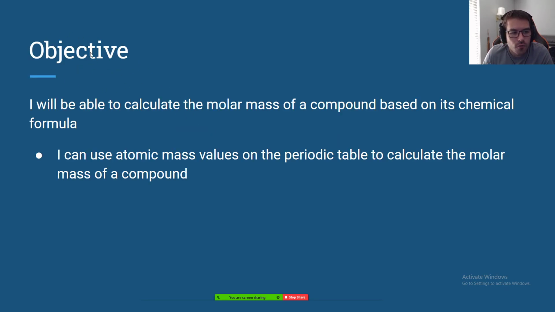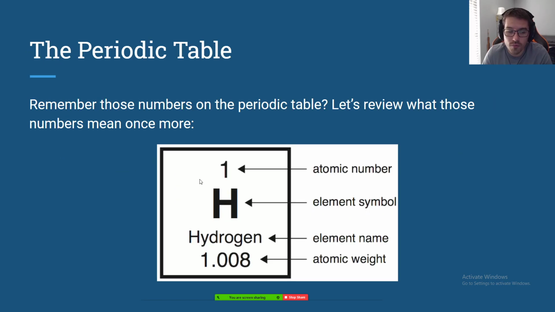Okay, so the objective for this lesson, you're going to be able to calculate the molar mass of a compound based on its chemical formula. And specifically, you're going to be using atomic mass values on the periodic table to calculate the molar mass of a compound. It's actually super simple.